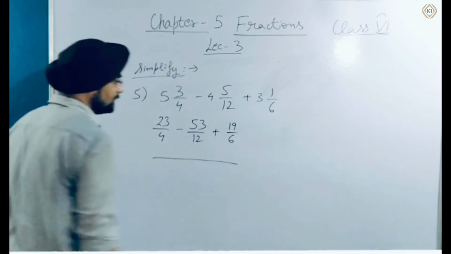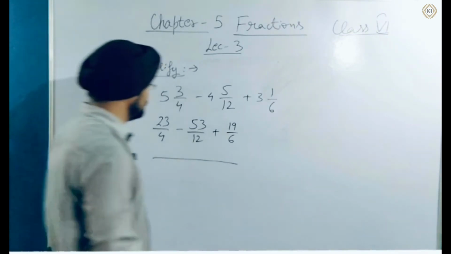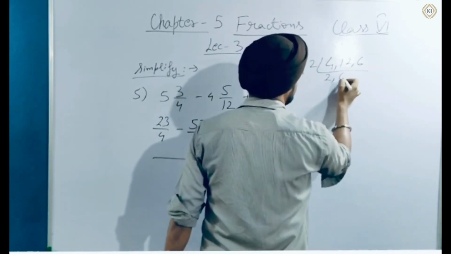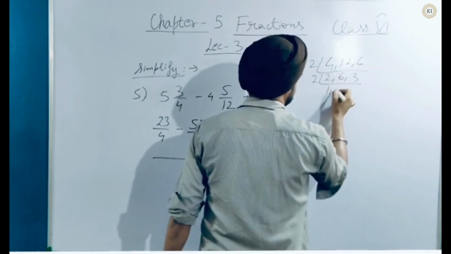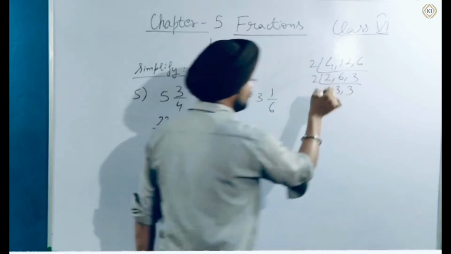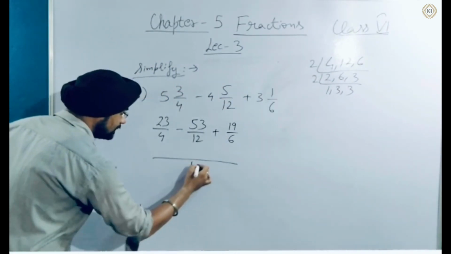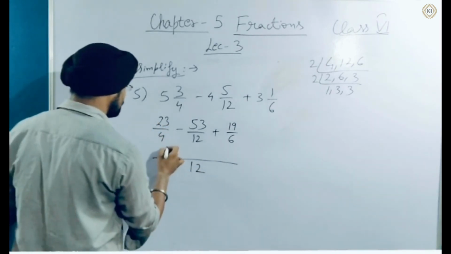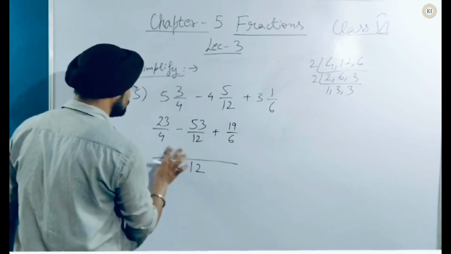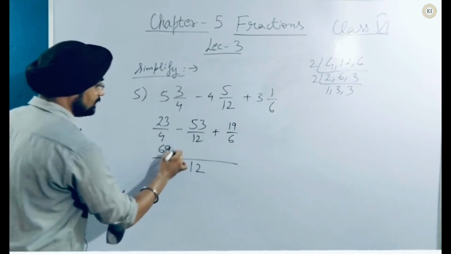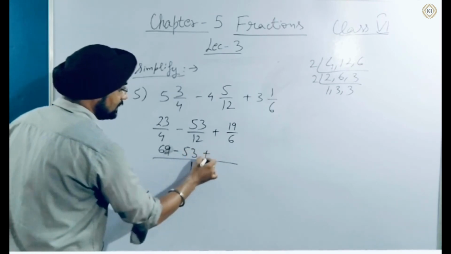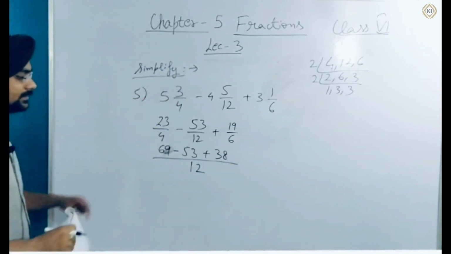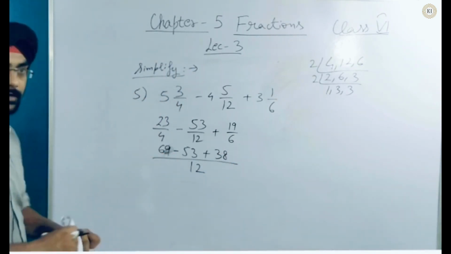Again here we take out the LCM of denominators. So LCM of 4, 12 and 6. 2 3s are 6, 2 2s are 4, 4 3s are 12. So our LCM here is 12. 12 divided by 4 is 3. 3 into 23 is 69. It will come 69 minus 53 plus 12 divided by 6 is 2. 19 2s are 38.